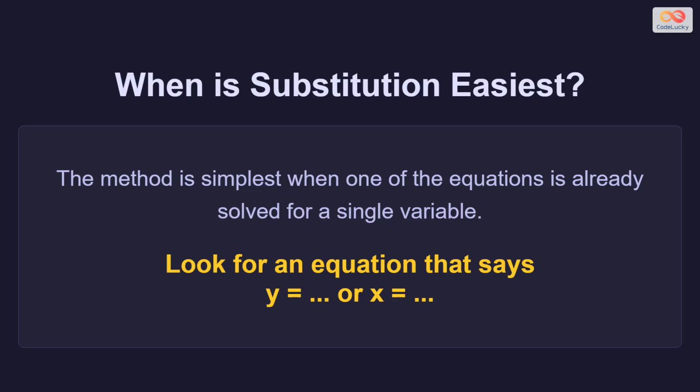This method becomes incredibly straightforward when one of the equations is already set up for us. You should always look for an equation that already says y equals something or x equals something. This means half the work is already done.